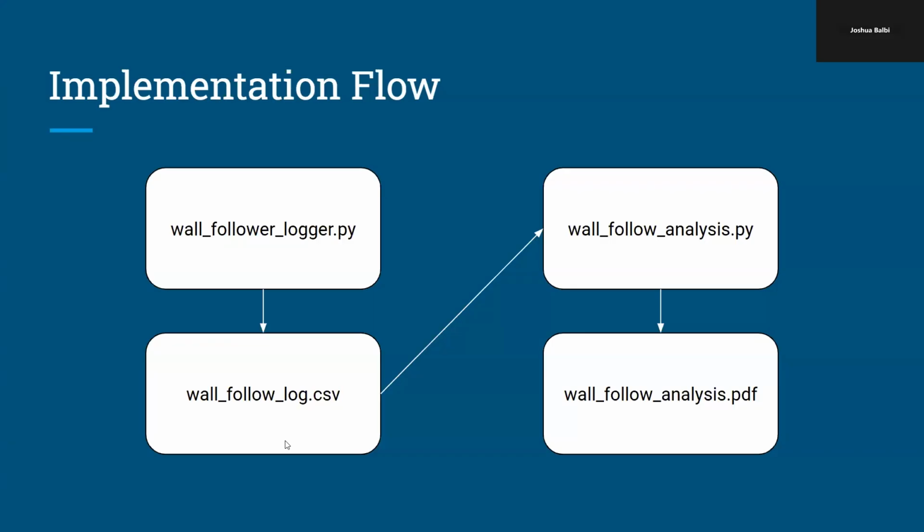After we run, we take the CSV file that it outputs and feed it into the wallfollowanalysis.py file. This analysis script calculates metrics such as distance tracking error over time, and it generates plots showing how smoothly the robot followed the wall. Finally, the results are exported into a wall follow analysis PDF, which gives us a clear summary of the robot's performance that we use in our results section. The pipeline allows us not only to implement the controller, but also to measure how well it actually worked.